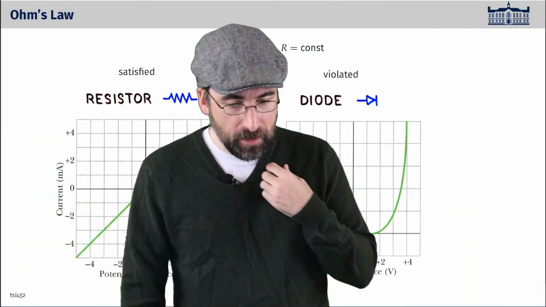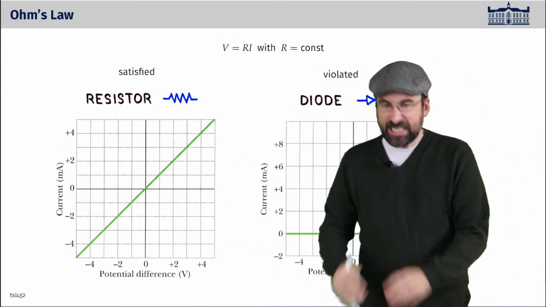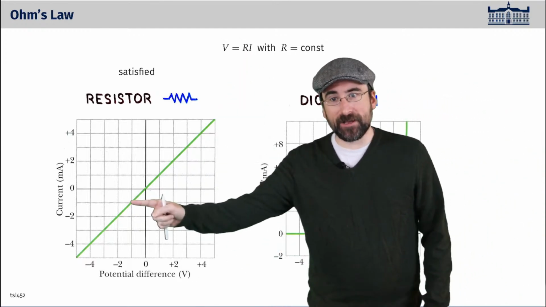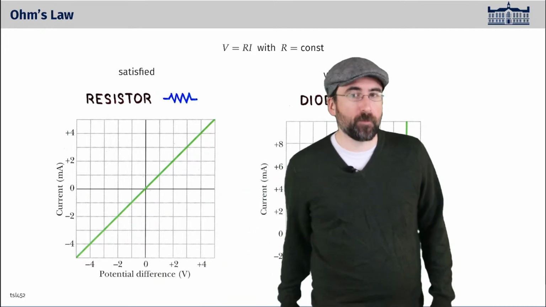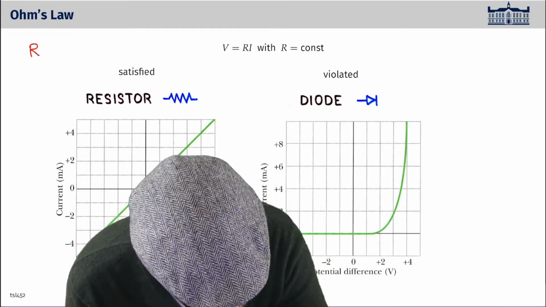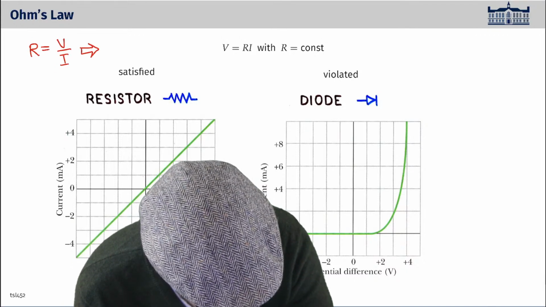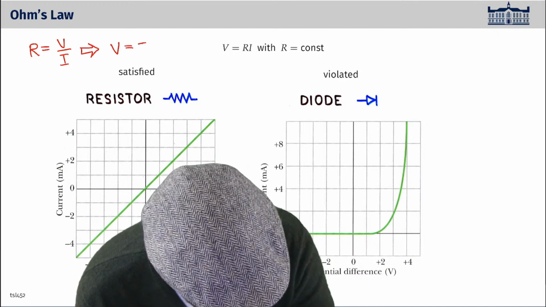Okay. Now, how do we know when something's a resistor? Easy. If its voltage is proportional to its current, that is to say, our definition of resistance was V divided by I. If I rearrange that, I get V equals I times R.